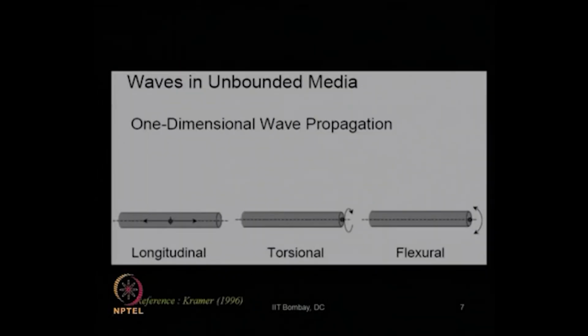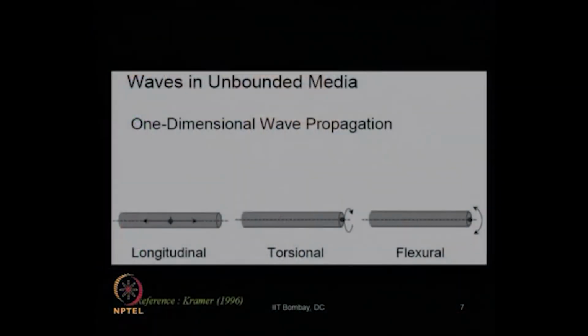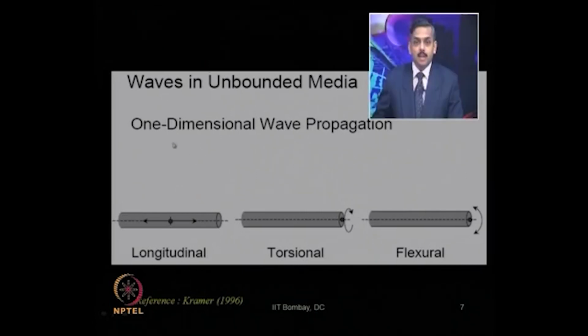Now we started with the simplest case in the previous lecture, that is the waves in unbounded media or infinite media. In that case, we started with one dimensional wave propagation, that is the wave is propagating only in one dimension, say in x direction, in this direction only. So, based on different types of propagation of the wave, we have seen three major sub classifications. One is longitudinal wave, another torsional wave, and another one is flexural wave, depending on the movement of the particles compared to the movement of that wave.